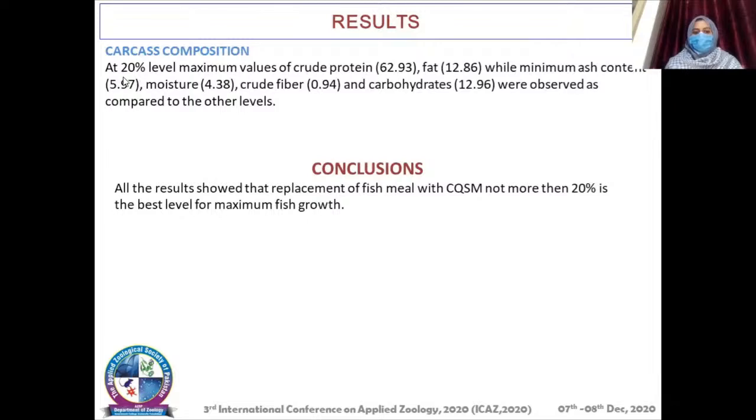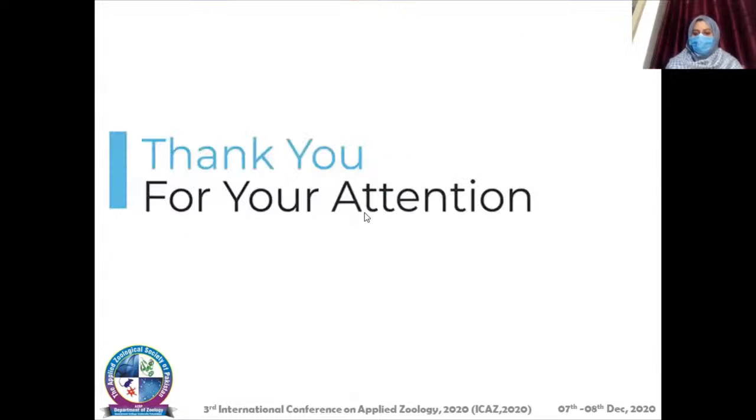Carcass composition at the 20% level showed maximum values of crude protein and fat, while the minimum ash content, moisture, crude fiber and carbohydrates were observed as compared to the other levels. The conclusion is that all the results showed that replacement of fish meal with quinoa seed meal not more than 20% is the best level for maximum fish growth.